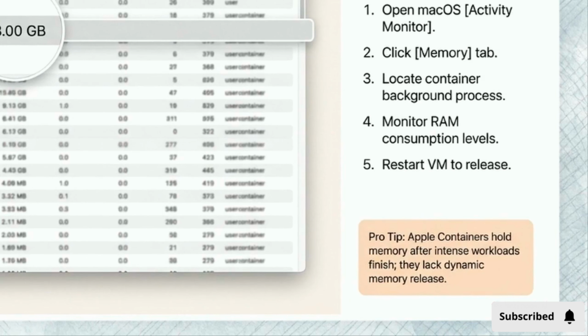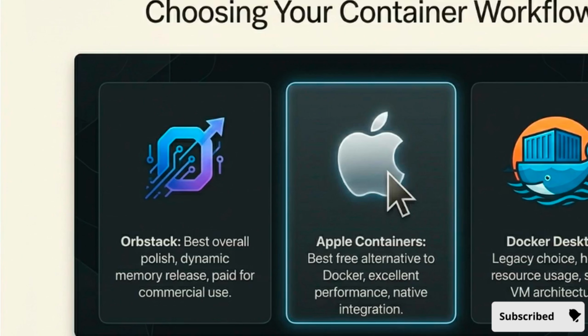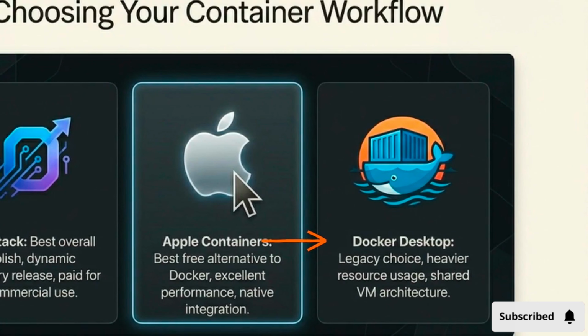You have to open your Mac's Activity Monitor, locate the background process, and manually restart the virtual machine to free up your memory. As long as you monitor your memory usage during long sessions, Apple's native integration delivers high-speed Linux performance right on your desktop, providing an unbeatable free alternative to legacy tools.